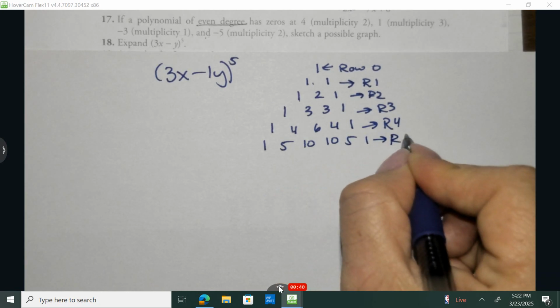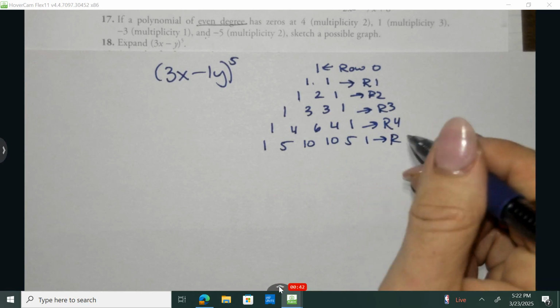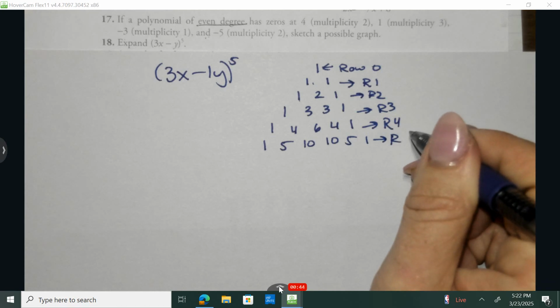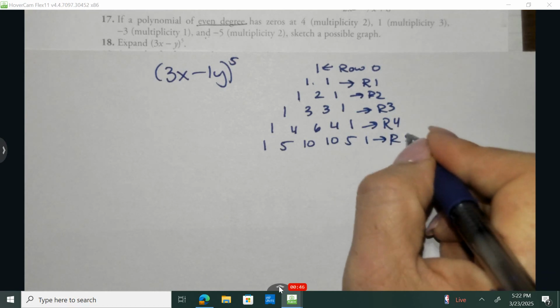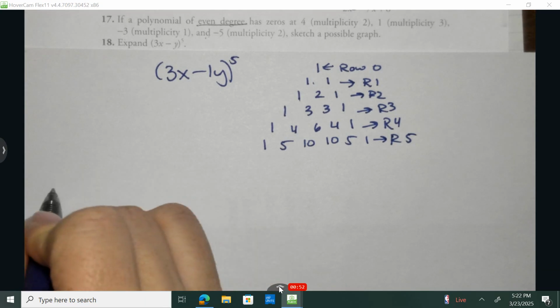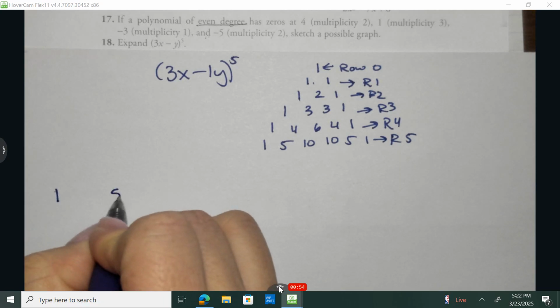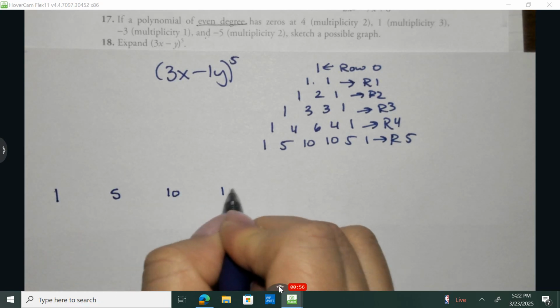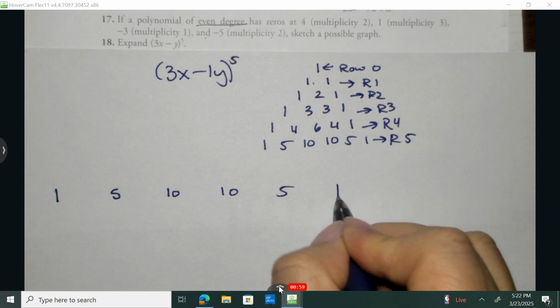Now when we saw a previous question, I don't remember the exact number, maybe it was 10, 11, 12, something like that. Maybe even number 9 it was. We're asked to do something similar, but we only had to come up with one term. Okay, so here we have, I'm going to spread these out. So we have 1, 5, 10, 10, 5, and 1.